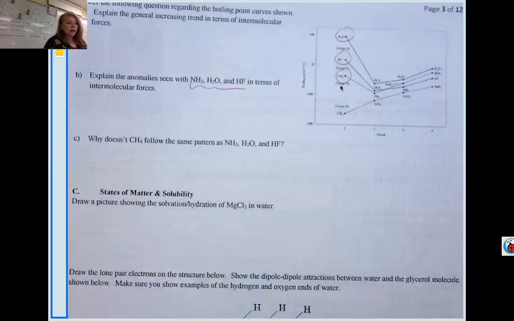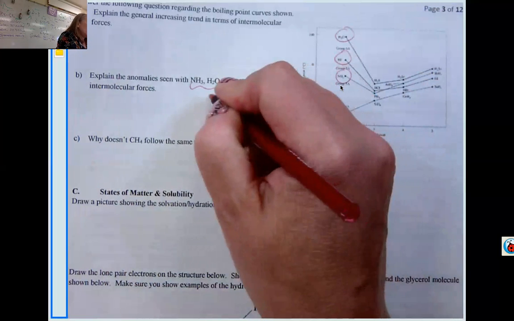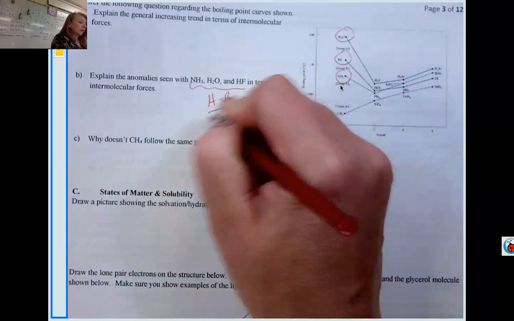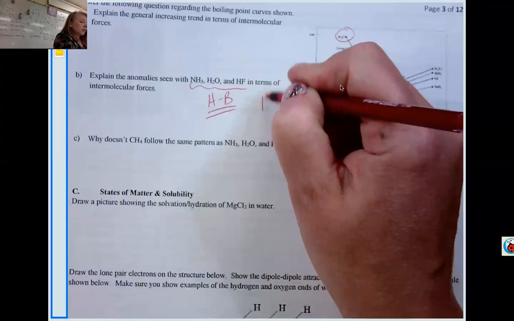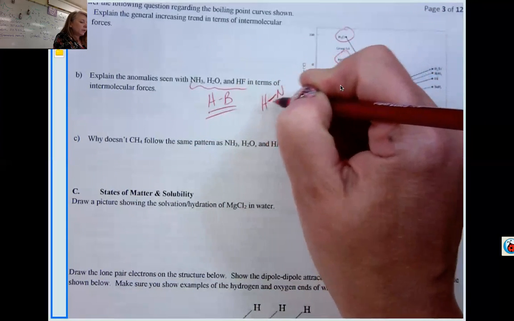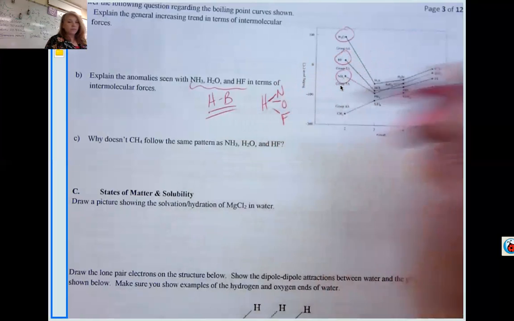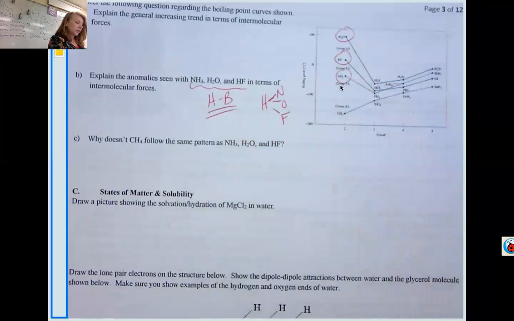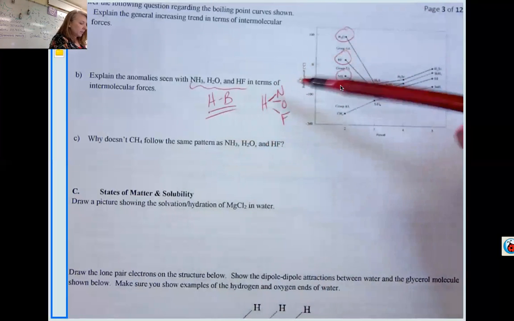Then explain the anomaly seen with these 3, and the anomalies are right here. Why would you see their boiling points much, much higher? That would be because they all have hydrogen bonding. Remember, hydrogen has to be bonded with N, O, or F, or FON, whichever you want to say, and those all 3 have hydrogen bonding.